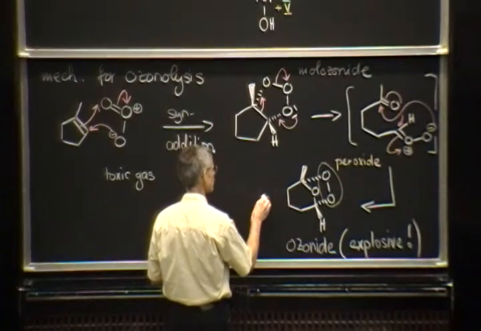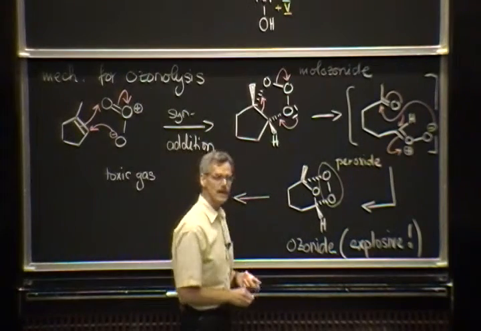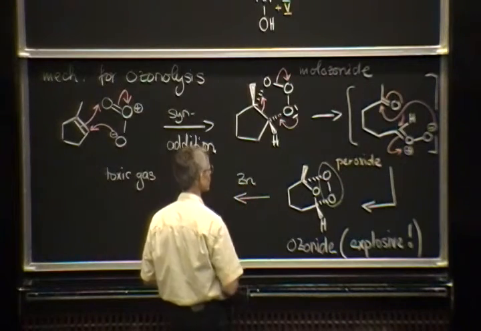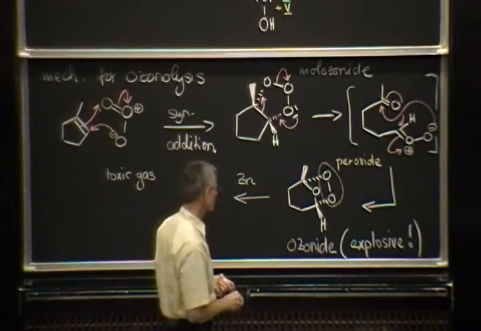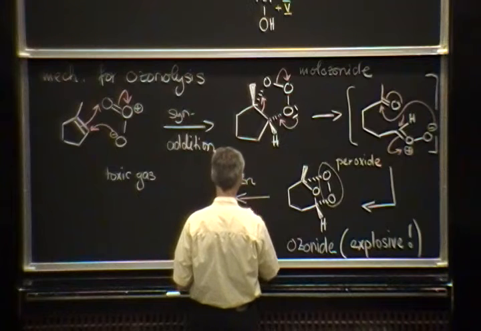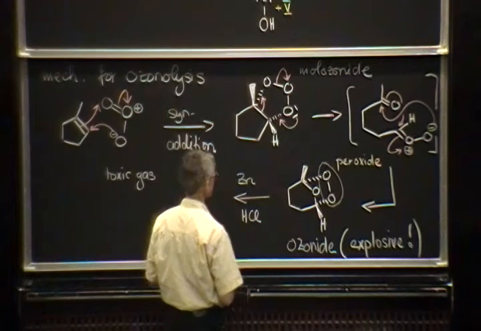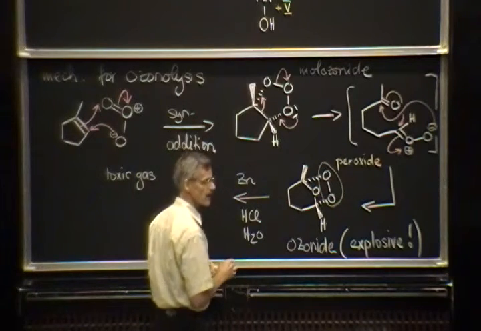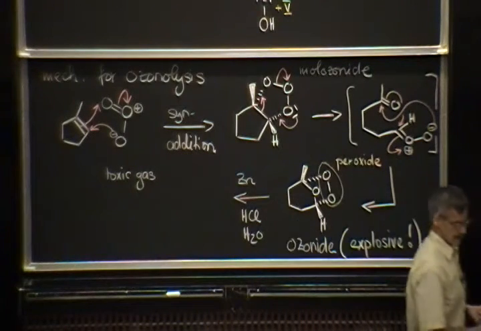And so the best way to deal with this is generally to have an immediate reduction. There are a lot of reducing agents, and very popular ones, just adding some metal zinc powder together with a little bit of acid. So let's use a little bit of HCl and water. And so this is the reductive workup.